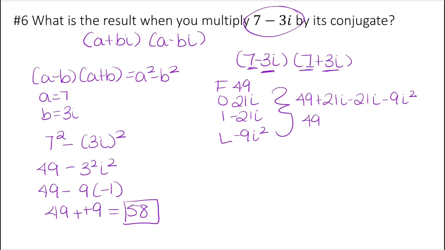So that's 49, and then notice these two terms are equal and opposite, so they cancel each other out. Minus 9i squared is like minus 9 times negative 1, so that's going to be 49 minus negative 9, which is once again equal to 58. So it doesn't matter which method.